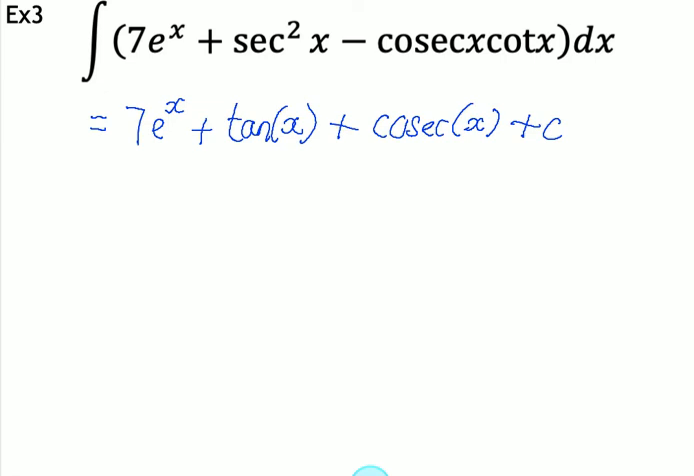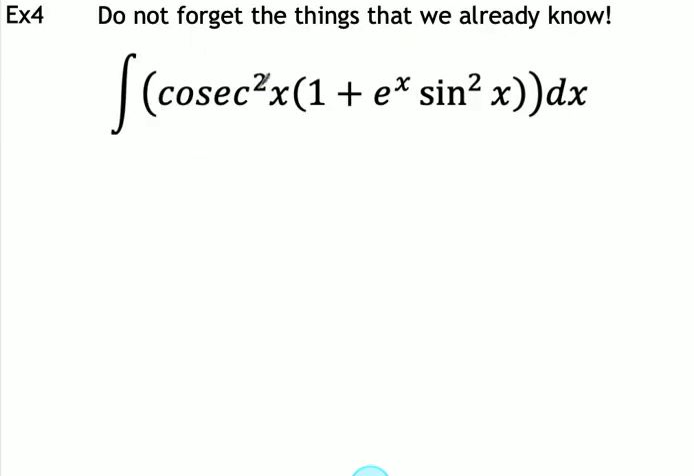And fourth example, final example for this video, is where I encourage you to not forget the things we already know. Okay, this looks a bit of a pain, but I already know how to expand brackets. So I'm going to do that first. I'm going to tidy up this function.